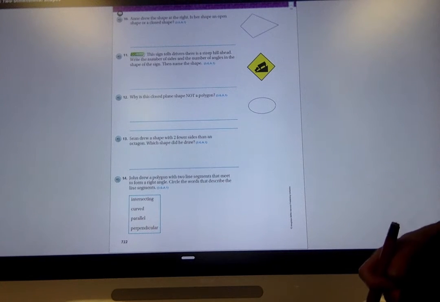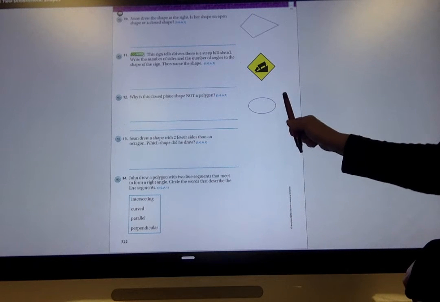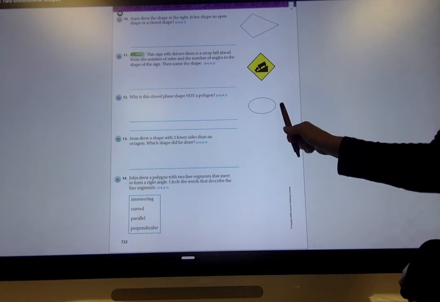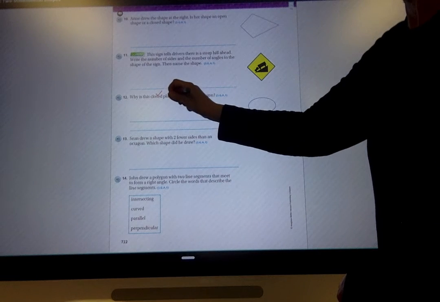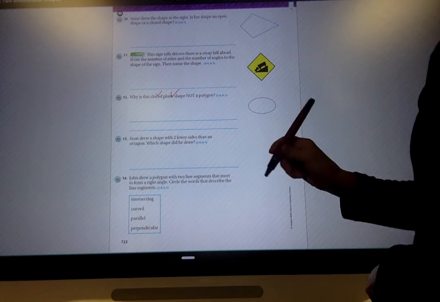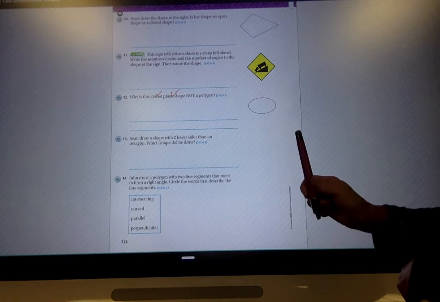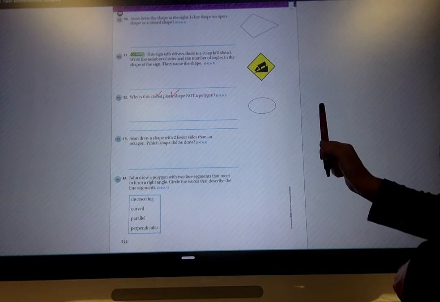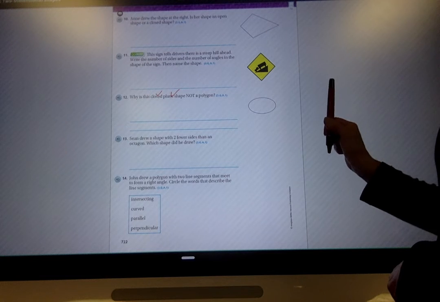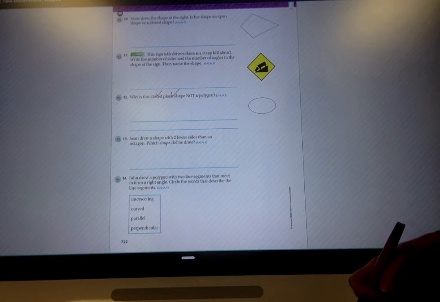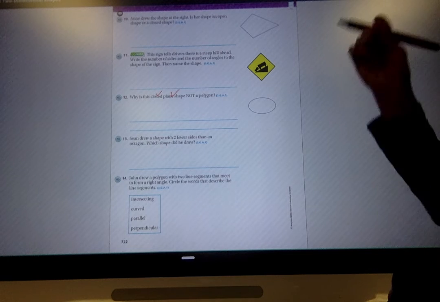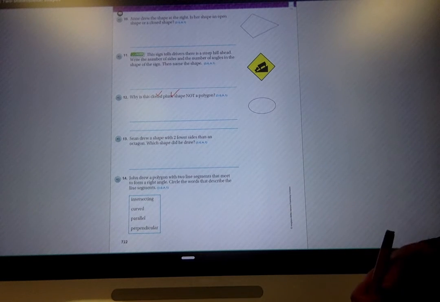Number 12, why is this closed plane shape not a polygon? Well, it's closed and it's a plane shape, but give the reason why it is not a polygon. Number 13, Sean drew a shape with 2 fewer sides than an octagon. Which shape did he draw?